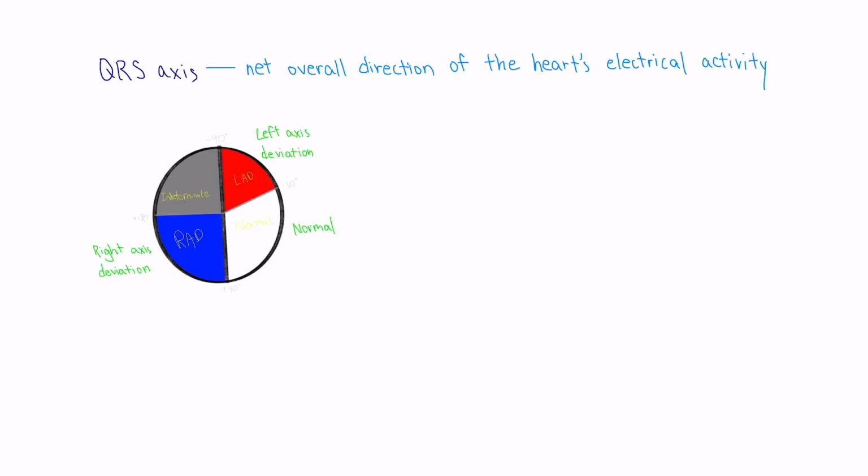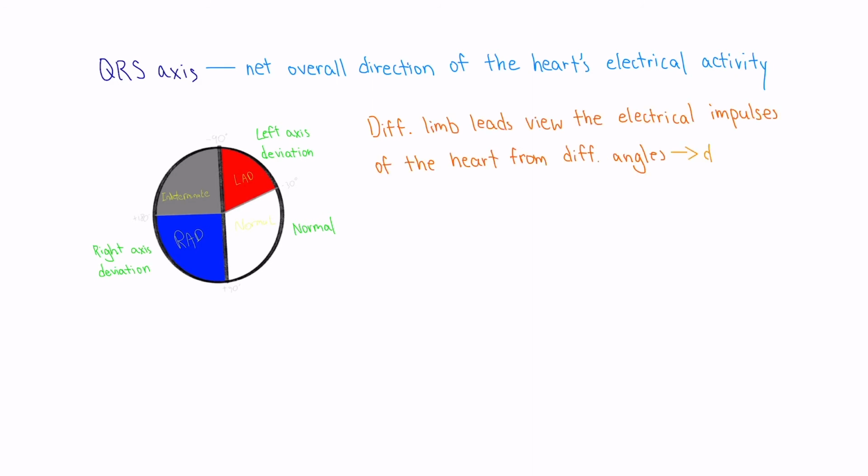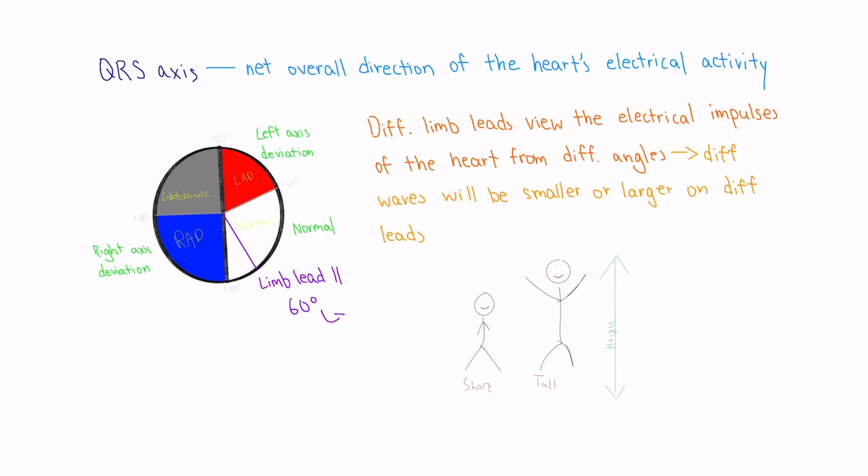As we have already discussed, different limb leads view the electrical impulses of the heart from different angles. This is why different waves will be smaller or larger on different leads. For example, limb lead 2 is closest to the normal QRS axis as it is facing positive 60 degrees, so will show the tallest QRS complexes in a healthy individual.